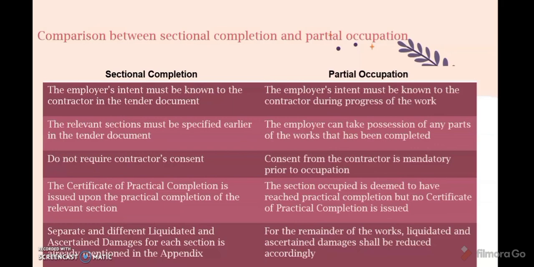The next one is that sectional completion does not require the contractor's consent, but partial occupation needs the contractor's consent, which is mandatory prior to occupation. For sectional completion, the certificate of practical completion is issued upon the practical completion of the relevant sections. But the difference in partial occupation is that the section occupied is deemed to have reached practical completion, but no certificate of practical completion is issued.